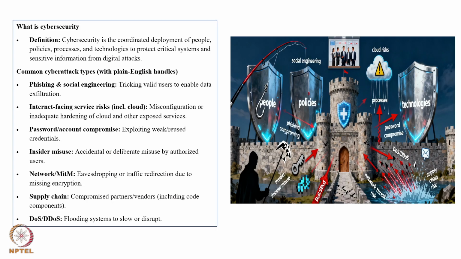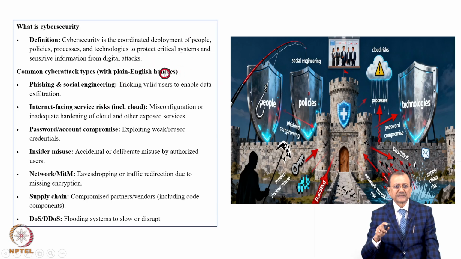What is cyber security? Cyber security is also a connected field. It is more connected with information coming from other sources, but it also deals with internal information. Cybersecurity is the coordinated deployment of people, process, and technology to protect critical systems and sensitive information from digital attacks.